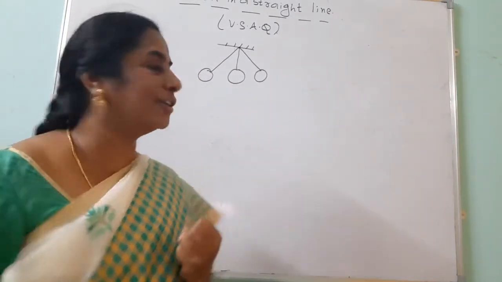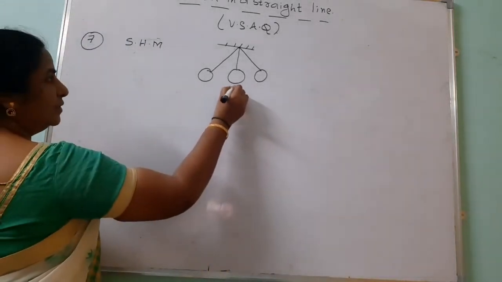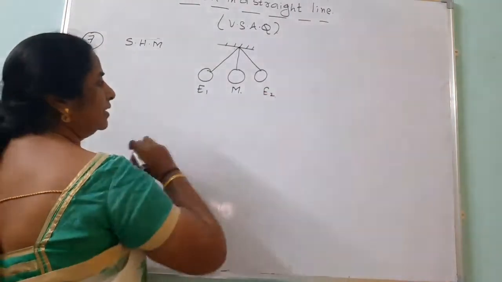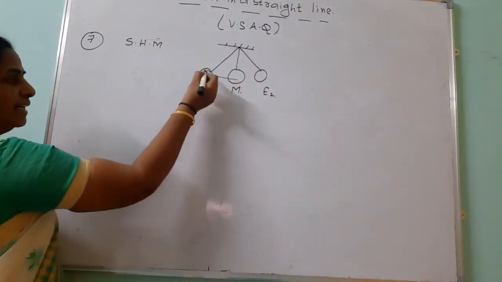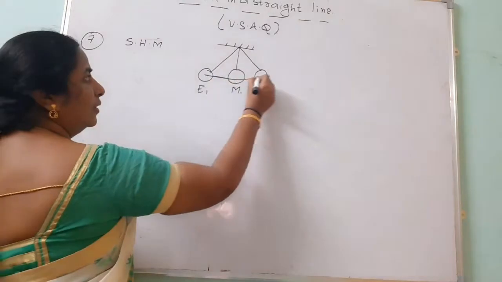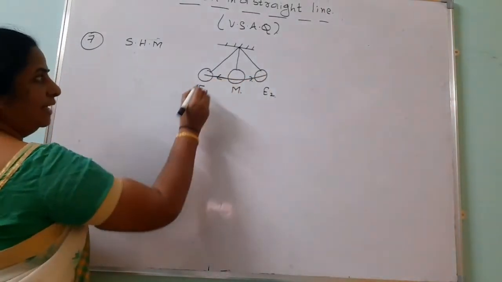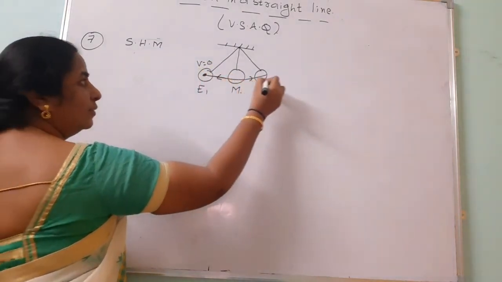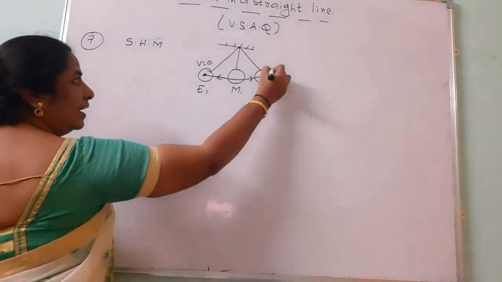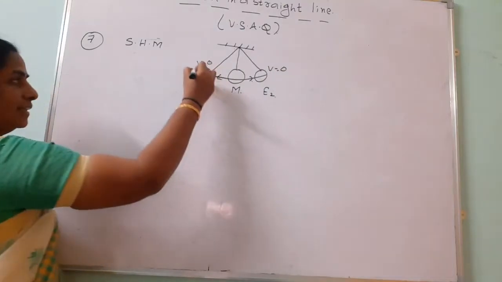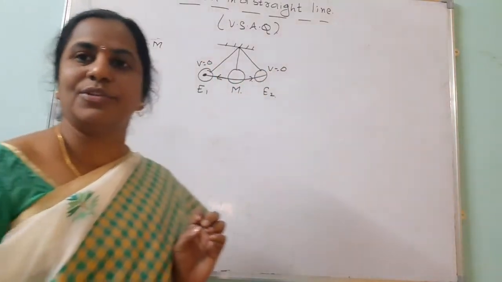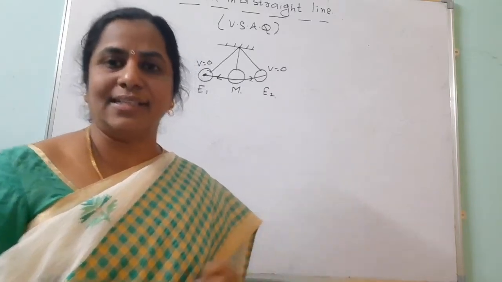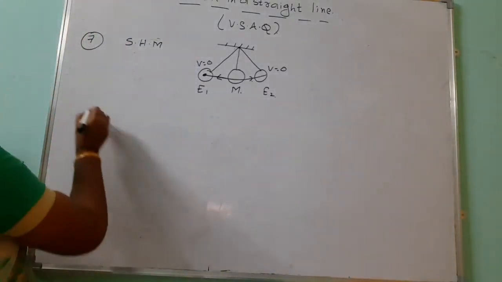And the explanation, look here. This is the mean position. This is extreme position 1. This is extreme position 2. When it is pulled to one side and released, it goes in the forward direction and comes in the backward direction. Here the velocity is 0. That's why once again it goes backward. Once again here velocity is 0. That's why it comes like this. So it repeats its motion, and at a particular position the velocity is 0. That example is simple harmonic motion.